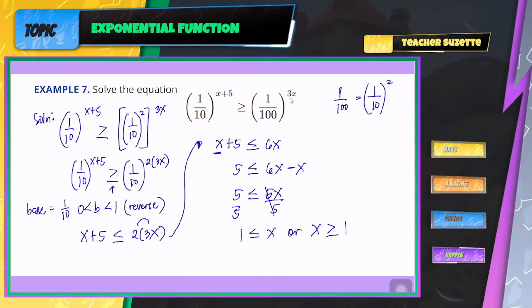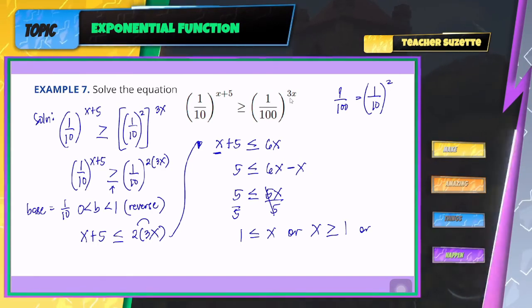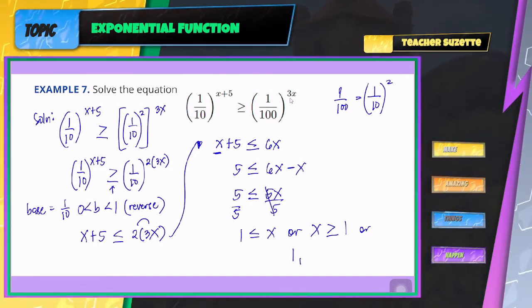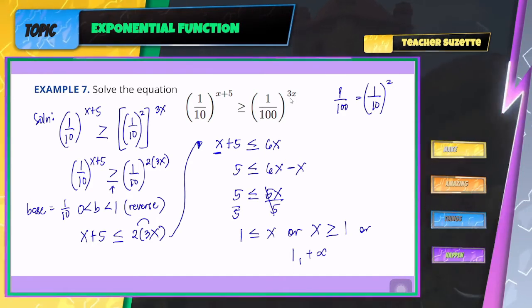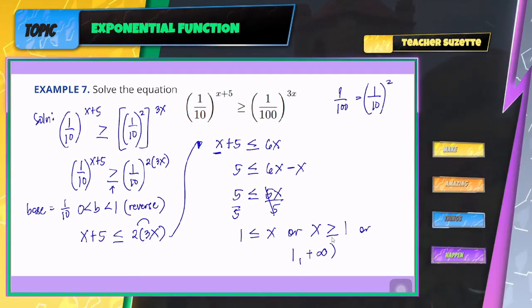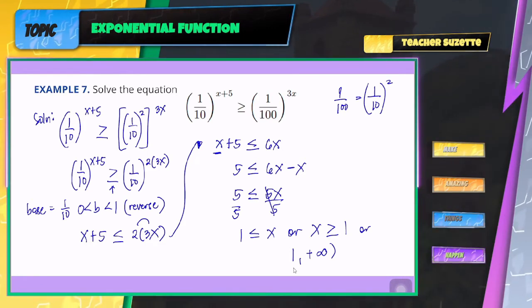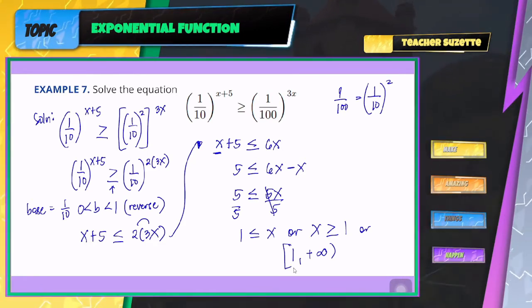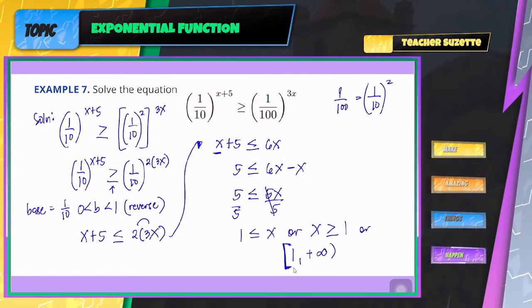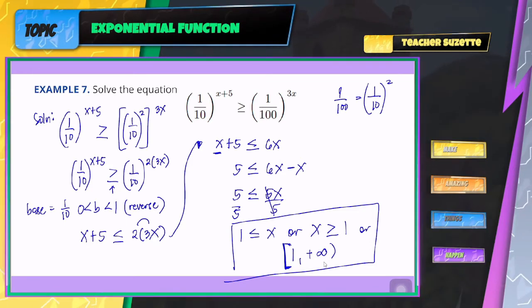So, you will have 1 is less than or equal to x, or x is greater than or equal to 1, or sa interval notation, x is greater than, so papunta siyang positive infinity, and 1. So, that is positive infinity. Then, kasama ang 1 kasi nandun yung equal sa symbol. So, therefore, instead of parenthesis na usual natin ginagamit, dahil kasama ang 1, magiging bracket po yung ating symbol na gagamitin dito sa side ni 1 to positive infinity. So, therefore, these are the possible solutions for our example number 7.